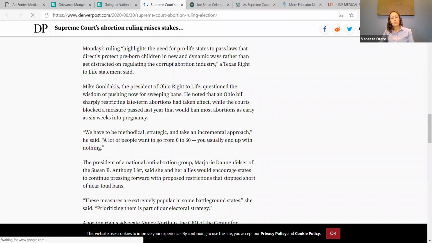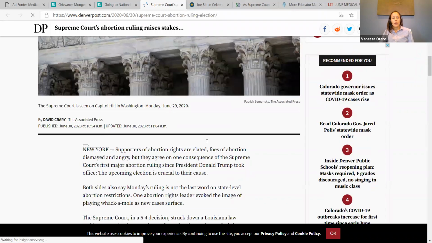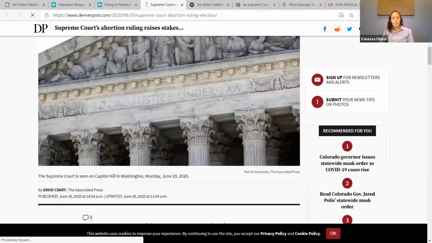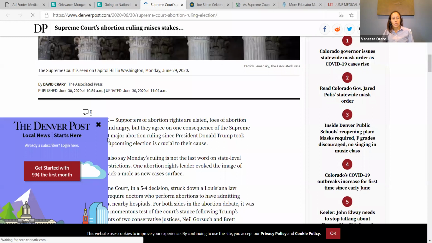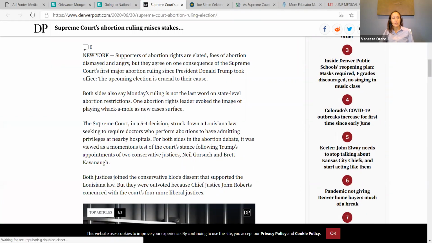So let's look at this, which happens to be from the Denver Post, but it's actually an AP article syndicated from the Denver Post. The title is Supreme Court's Abortion Ruling Raises Stakes for Election, okay? Picture of the Supreme Court. It says supporters of abortion rights are elated, foes of abortion dismayed and angry, but they agree on one consequence of the Supreme Court's first major abortion ruling since President Donald Trump took office. Upcoming election is crucial to their cause.